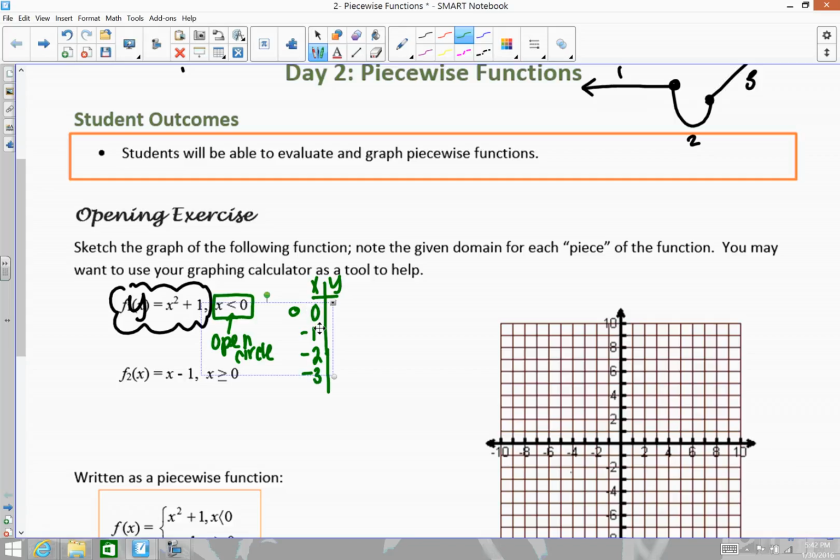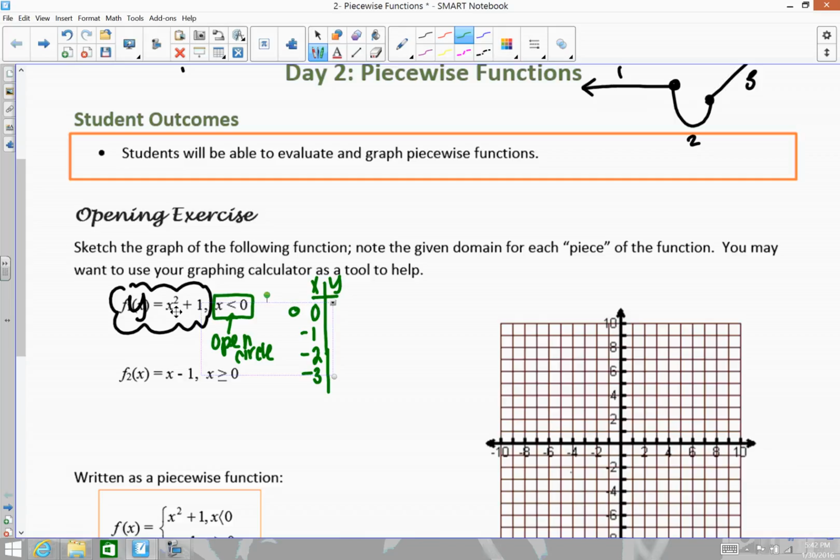You might be thinking, why can't we just stop at -1 if it says x is less than 0? Well, what about all of the negative decimals between 0 and -1? That's why we go to 0, but we use an open circle, because that's working as a boundary point. Now, to get our y values, there are two ways.